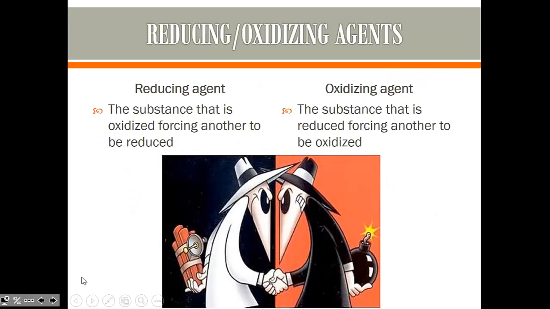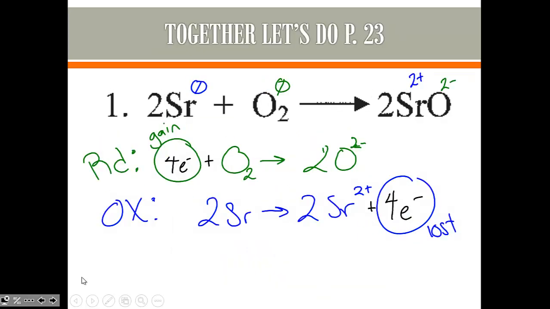Reducing agents and oxidizing agents, like all agents, are actually double agents. They work for the other side. So if I ask you what the reducing agent is, it is simply the thing that was oxidized. If I ask you for the oxidizing agent, it is simply the thing that was reduced. So going back to example 1, oxygen is reduced, and therefore we would say that oxygen is the oxidizing agent. In fact, that's where it gets its namesake, oxidizing. Oxygen often is the oxidizing agent for metals, which causes rust. Strontium is oxidized and therefore is the reducing agent.